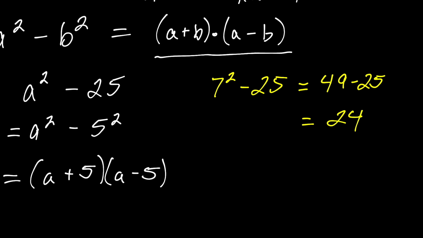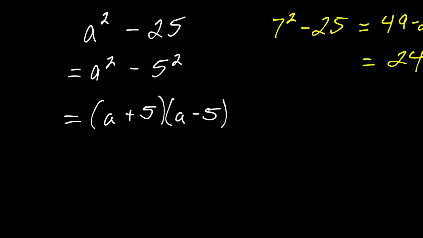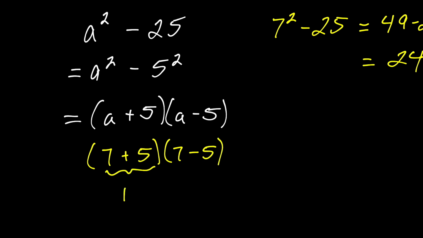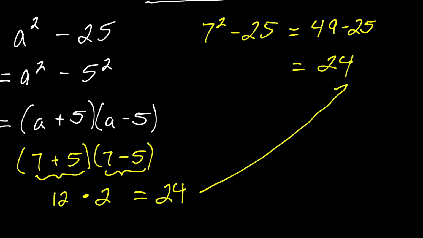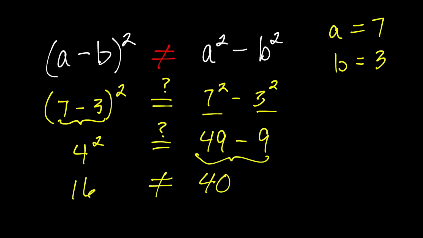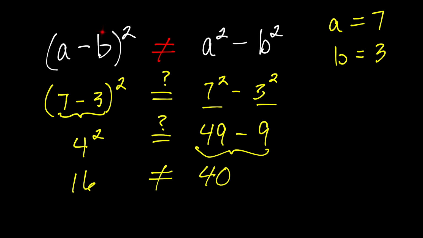All right, now pick that same number and put it in place of our expression over here. What is 7 plus 5 times 7 minus 5? Okay, simplify this, 12 times, simplify this, 2. Hey, 12 times 2 is indeed 24, the same as what we got up here. So hopefully this will help you straighten out what we saw back on the first slide, which was this. These two expressions are not equivalent.